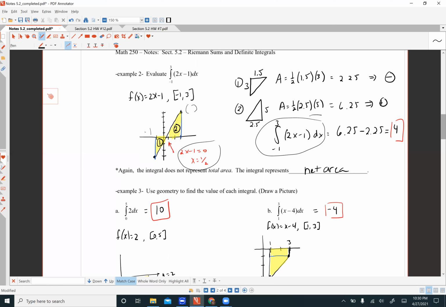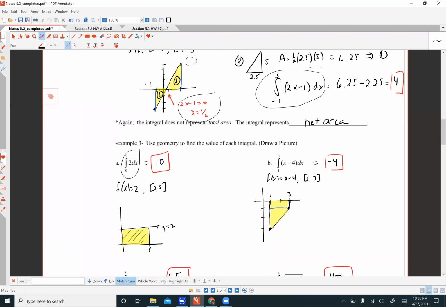So here's one, the integral. Let's just do one more. I have a couple problems that I did from the homework. Okay, so the integral a. The integral from 0 to 5 of 2. So that's the area bounded by y equals 2 and the x-axis from 0 to 5. You see that's just a rectangle. So the area is 10. The base is 5, one dimension is 5, the other is 2. You get 10.